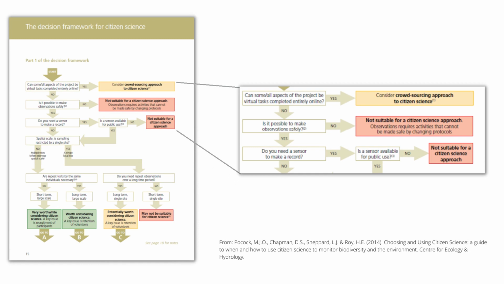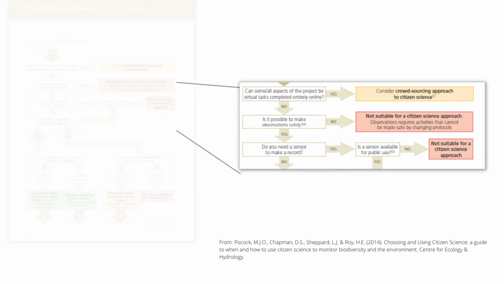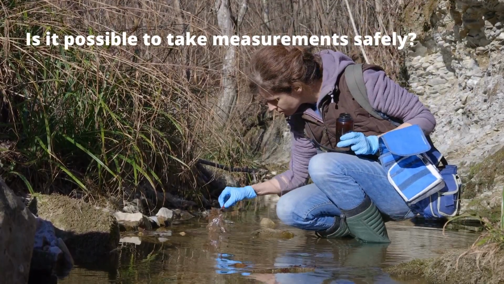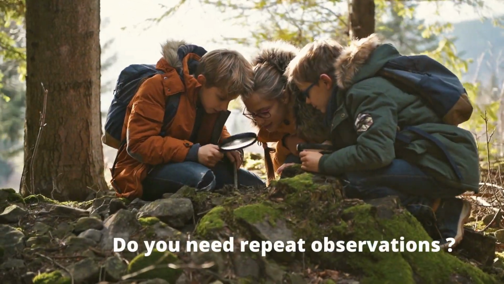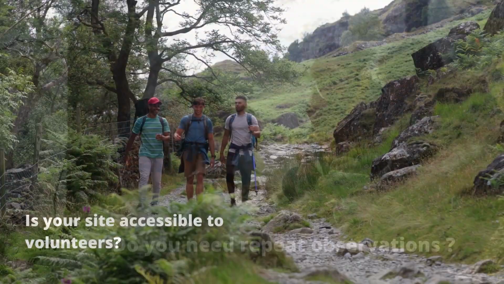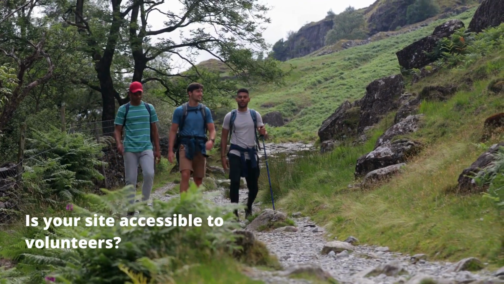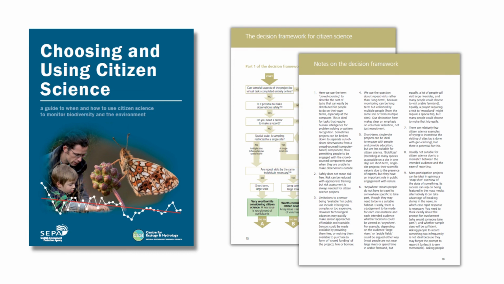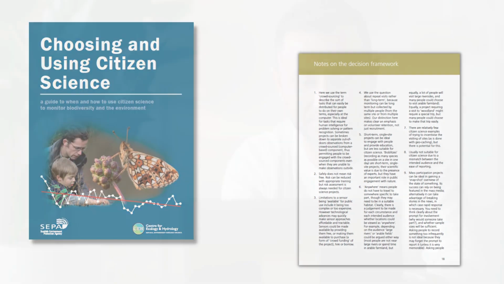In the guide, you'll find a decision tree with questions you can ask yourself about whether citizen science is generally a good approach for your requirement. Questions like, is it possible to take measurements safely? Do you need repeat observations over a long time? Is your site accessible to volunteers? The decision framework is simple, quick to go through, and supported with additional information if you want to dive deeper. Use this decision framework to evaluate each of the requirements that won't be covered by professionals.